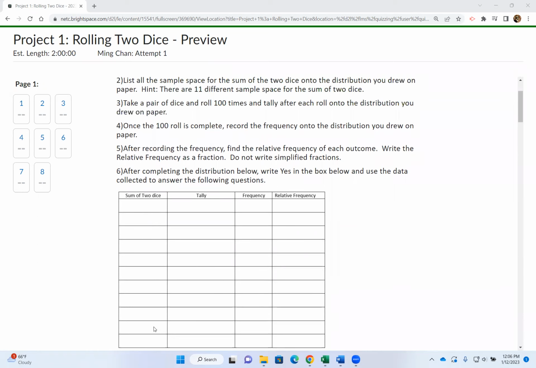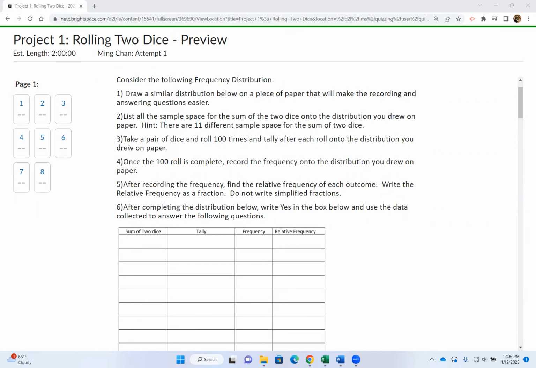Okay, so once you write that down, take a pair of dice and roll 100 times. You've got to have two dice. Okay, drop two dice on the ground, in a box, whatever. Take a pair of dice and roll both of them 100 times. Roll both of them at the same time, so that will be one roll. Roll 100 times and tally after each roll.